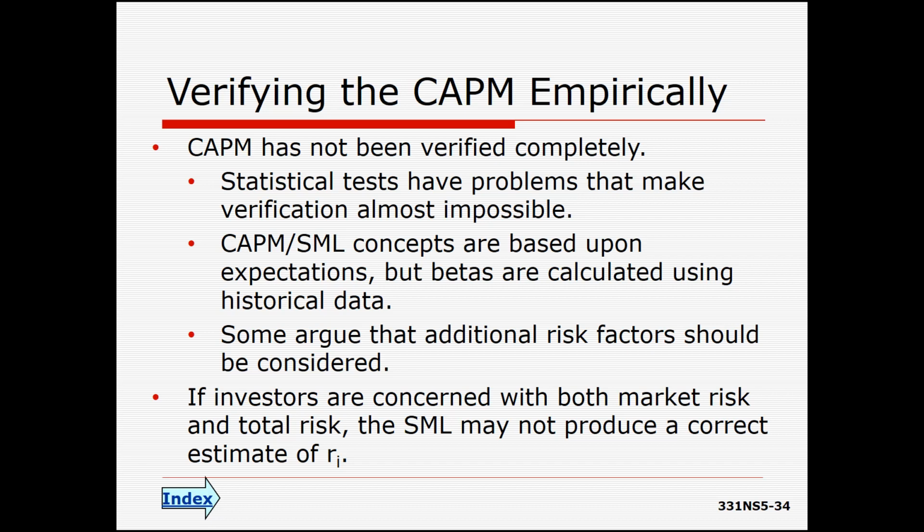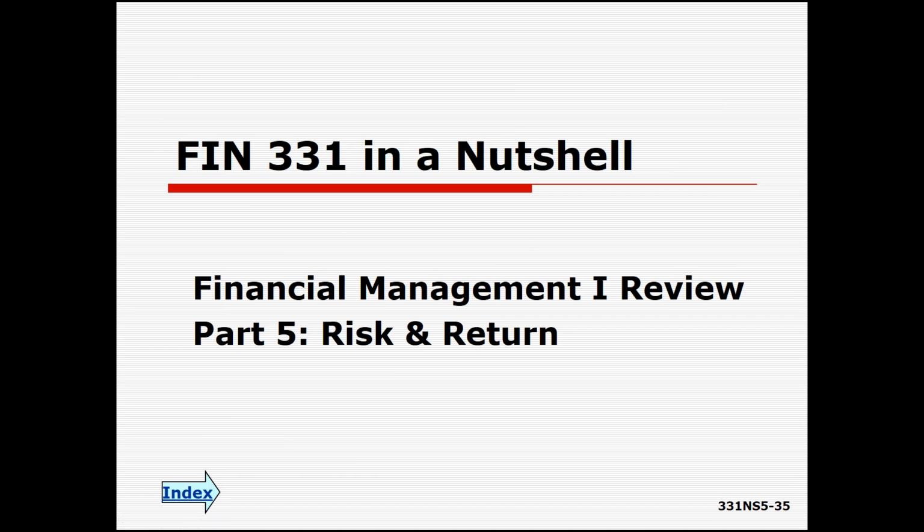In addition, there's been a significant amount of research looking at other factors that can influence required return. Chief among this research line is the work of Fama and French, who found that required return is influenced by a firm's market-to-book ratio and market capitalization. If investors are concerned about standalone risk as well as market risk, CAPM may not produce a valid estimate of required return. With all the continued research, CAPM is still the primary model used to depict the relationship between risk and required return. This ends Part 5.